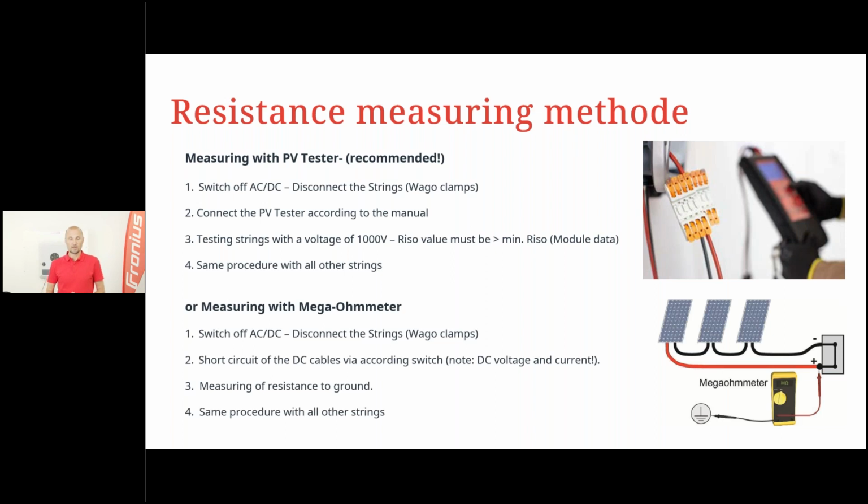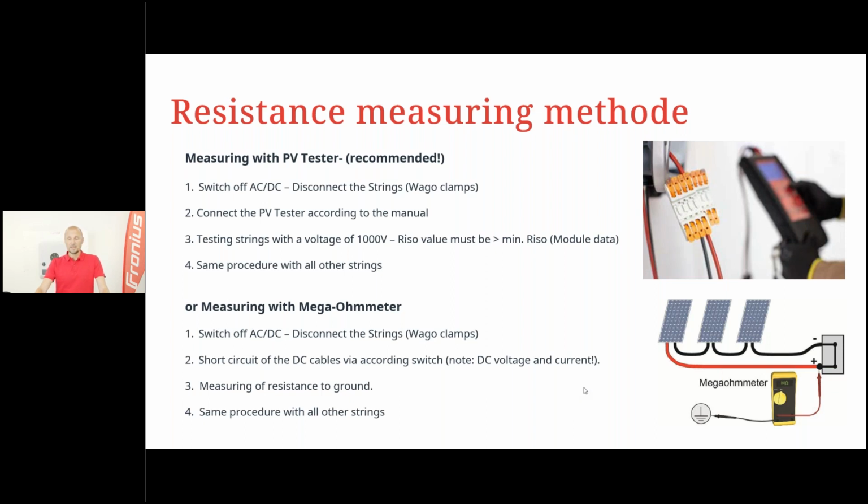All the measuring with the mega ohm meter, as shown before. Here you just need, as I explained before, a switch to make a short circuit between plus and minus. So maybe you have your equipment for that, then you can do that as well. Then you just check from the plus or minus pole to ground, and you should have here as well the high resistance of 2 mega ohm. And the same procedure with all strings.